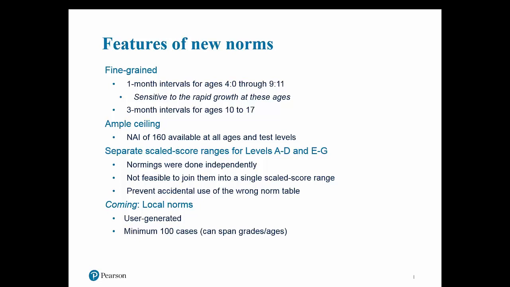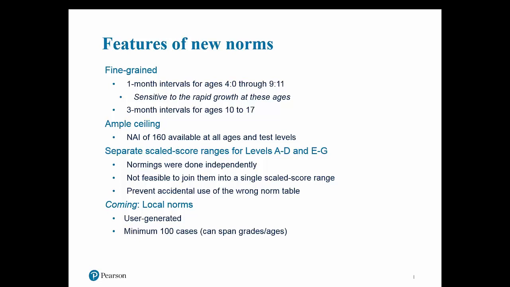So we made those age groupings very narrow. Starting at age 10, the intervals are 3 months, as they are on NNAT 2. As I mentioned earlier, you can obtain an NAI of 160 at all ages and test levels.